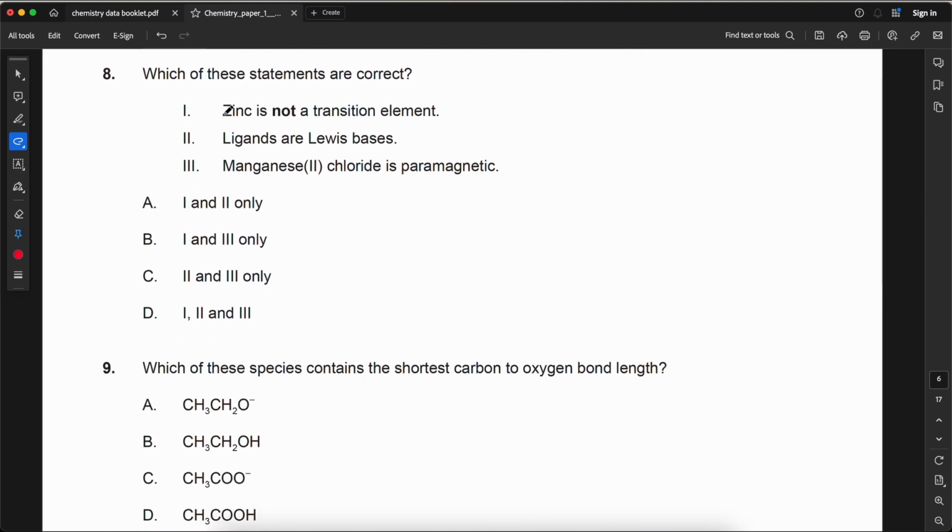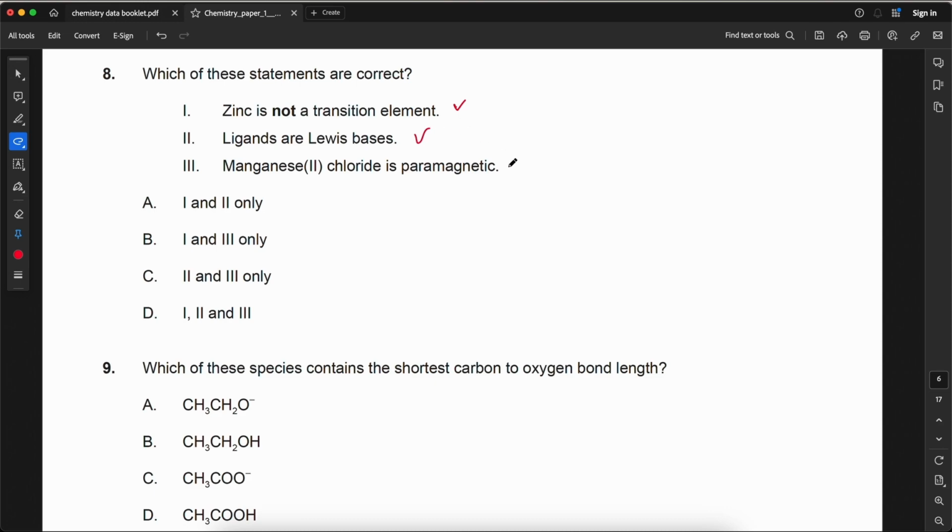Which of these statements are correct? Zinc is not a transition element. It is correct because zinc has a full d orbital. Ligands are Lewis bases. Lewis base means donating a pair of electrons, and ligand has a lone pair to donate to the vacant d orbital of the metal ion.